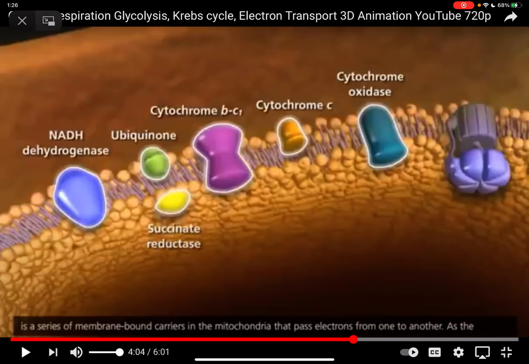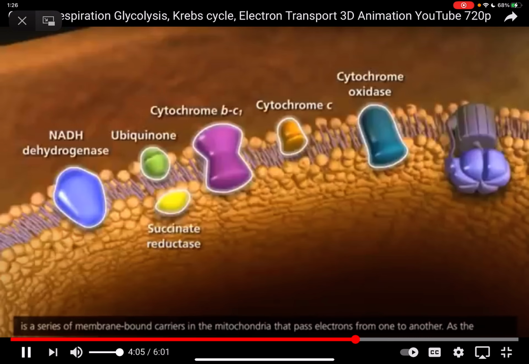Sorry to interrupt. This in blue, I know I don't have my laser here, but the one on the left in blue, that's complex 1. The one in purple is complex 3, and the one in teal, second furthest to the right, is 4. They're just telling you the fancy names of these complexes. The one in green is Q. The one in orange is cytochrome C.